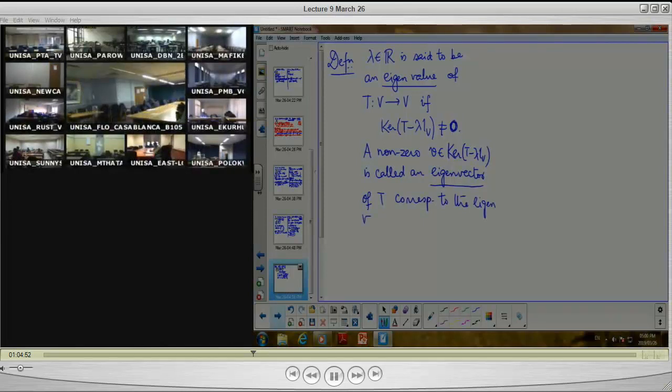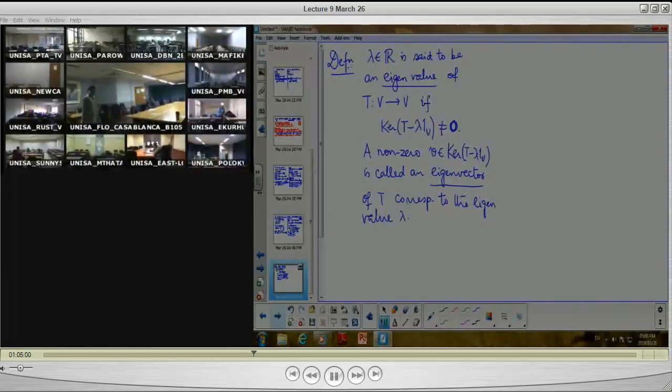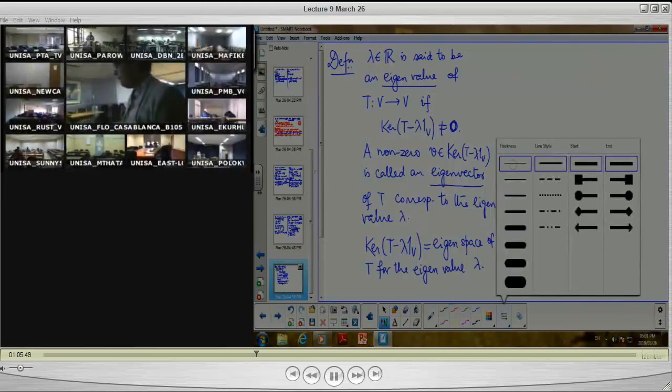Okay? So all the non-zero vectors, and this one, the kernel of this, this is called the eigenspace. And an alternative symbol for this eigenspace is this. Okay?